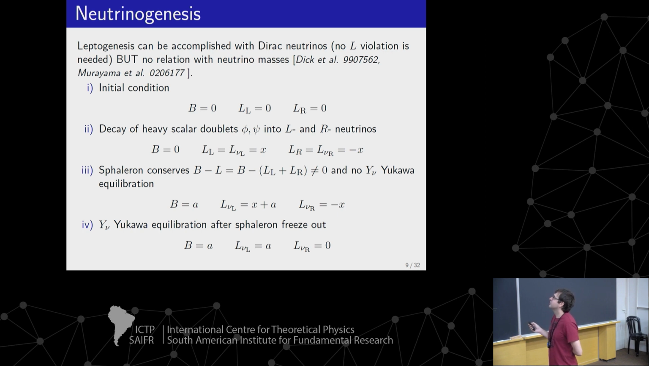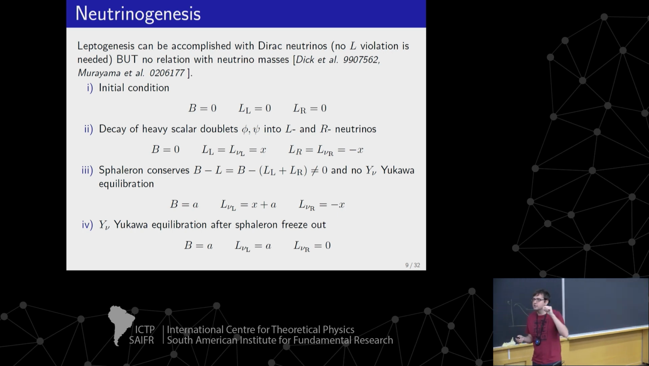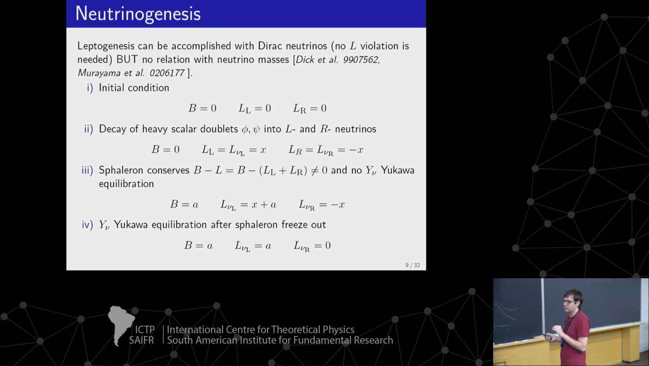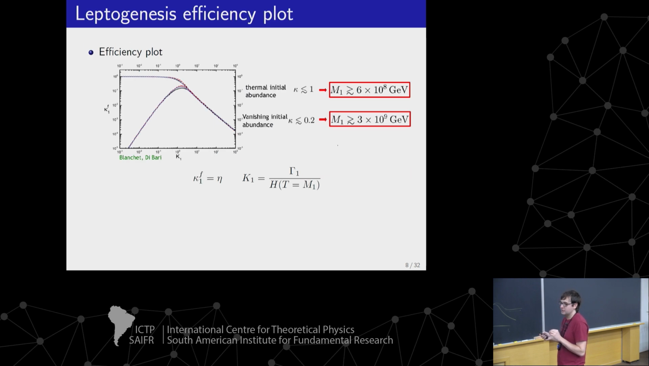This is a small, quick review of the leptogenesis mechanism. Now, people came out also with the idea of having leptogenesis without violating lepton number. Very high scale, 10 to the 8, 10 to the 9, at least. And then you have the electroweak phase, then the sphaleron goes and freezes out around the electroweak phase transition scale.